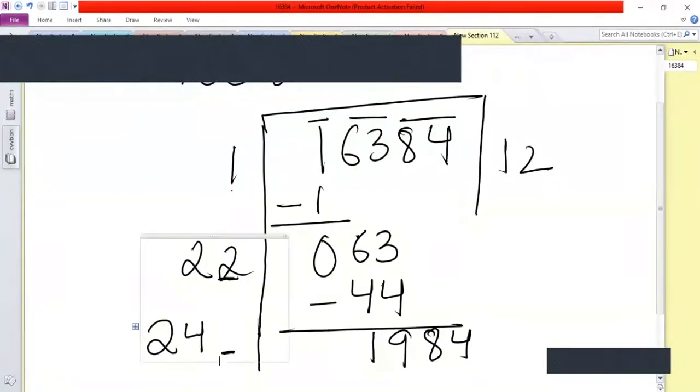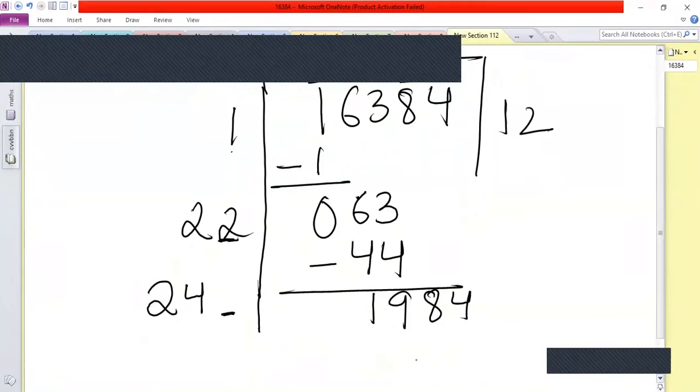Yes, ma'am. So, you can do the calculation, see which digit you are multiplying so that I get 1984 or maybe less than that.